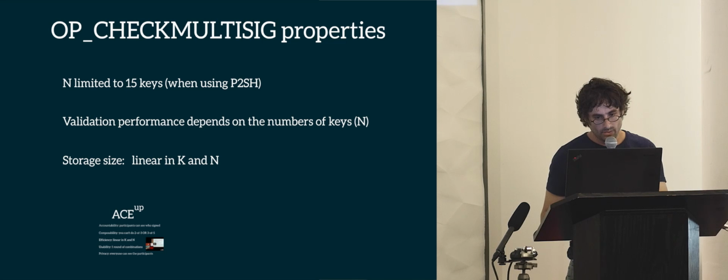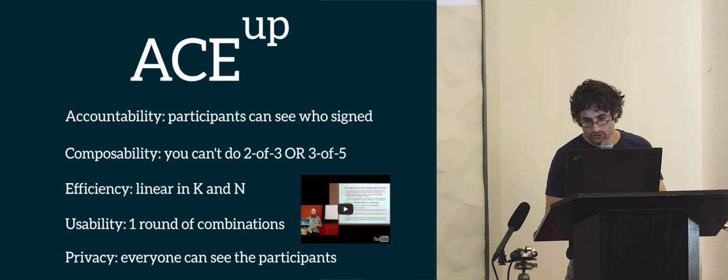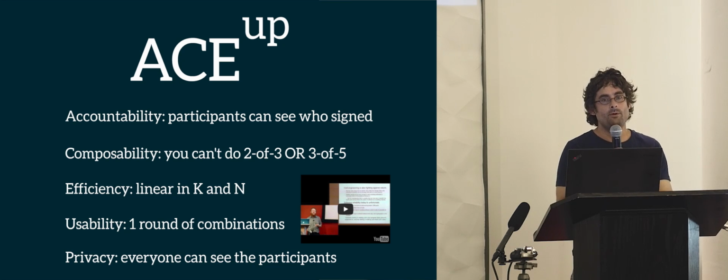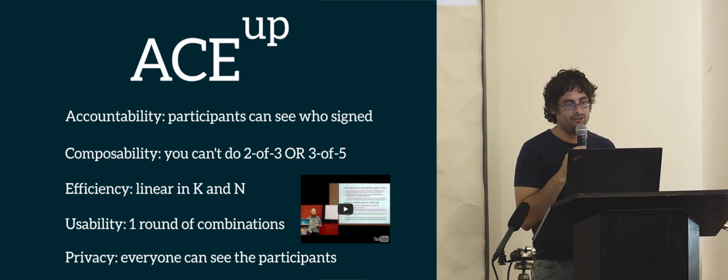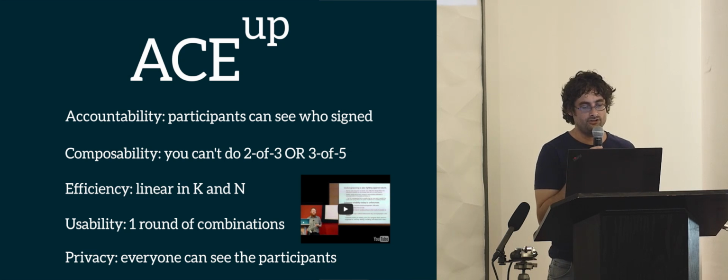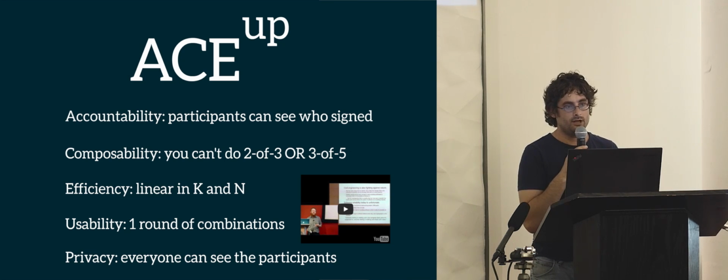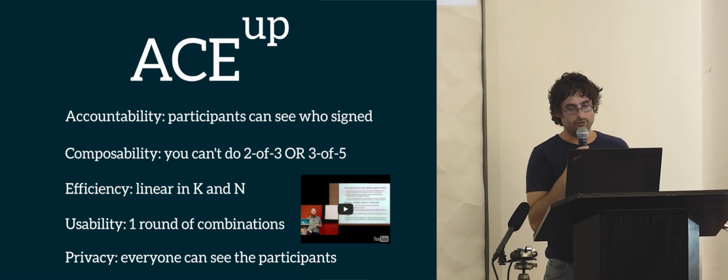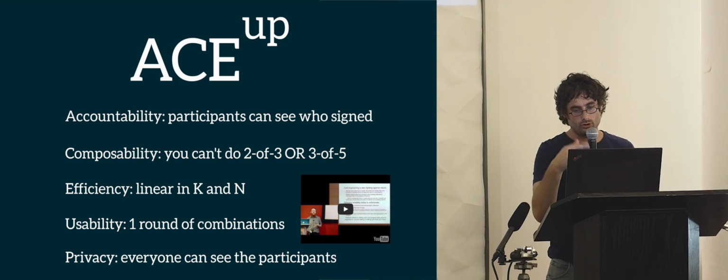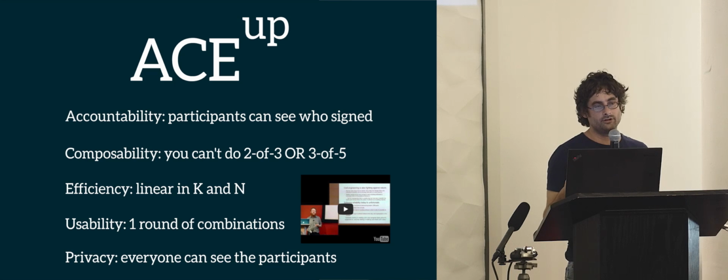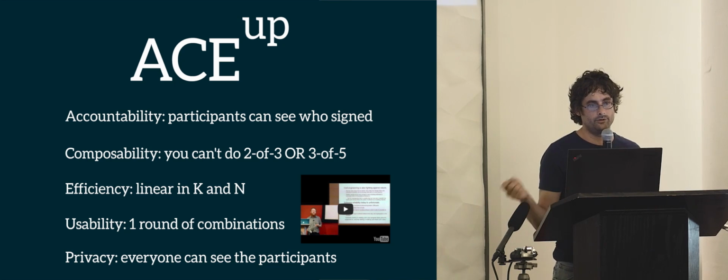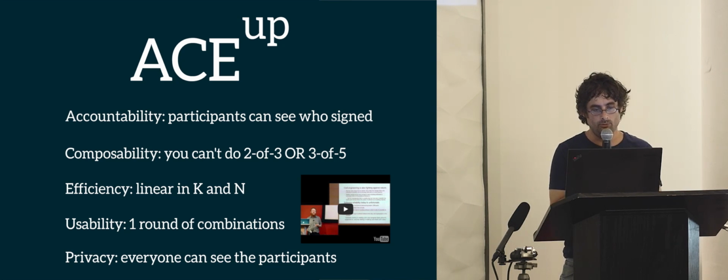So Gregory Maxwell a while ago, and this should show a video, but it doesn't, came up with a number of interesting properties that this sort of signature scheme can have. So we called it ACE up: accountability, composability, efficiency, usability, and privacy. I'll go over these properties for checkmultisig in Bitcoin. At the end of the talk, I'll refer back to them with the new scheme we've constructed.